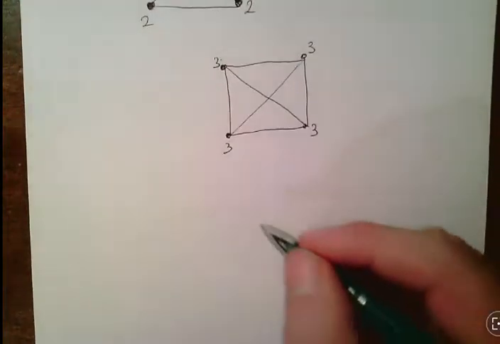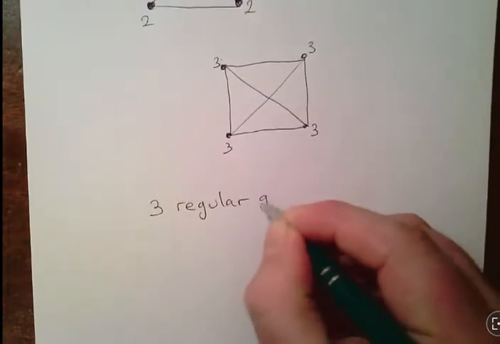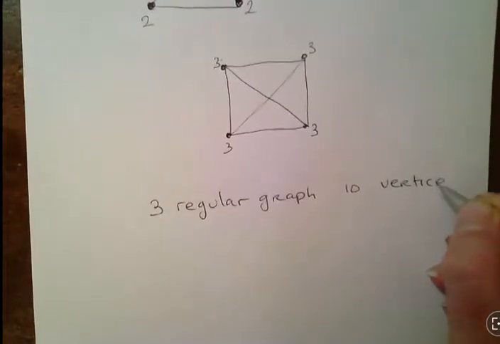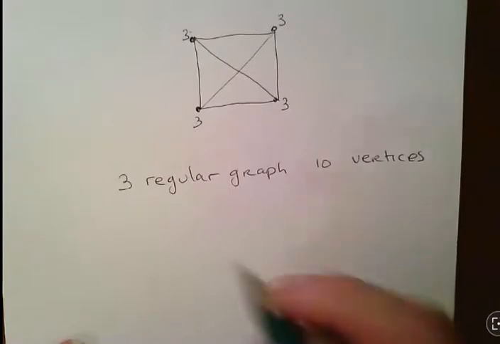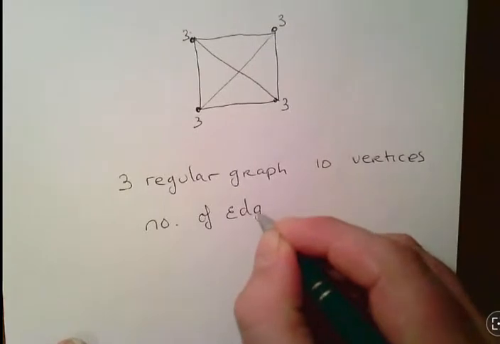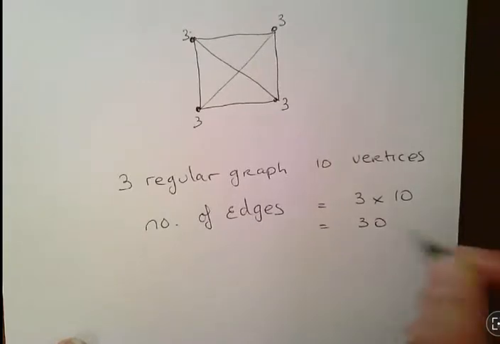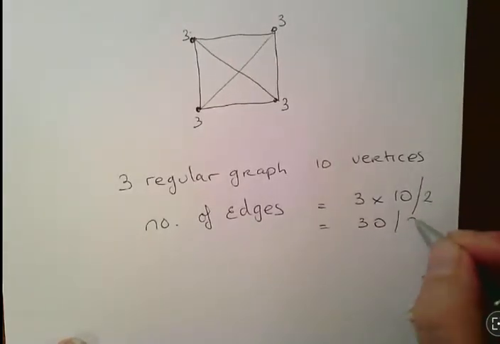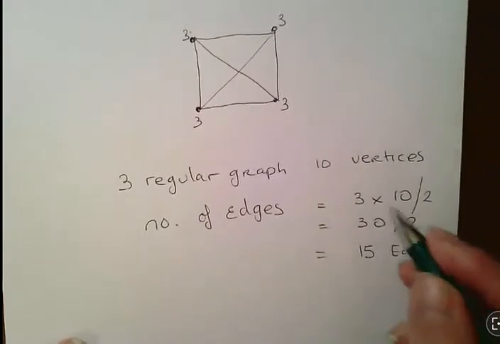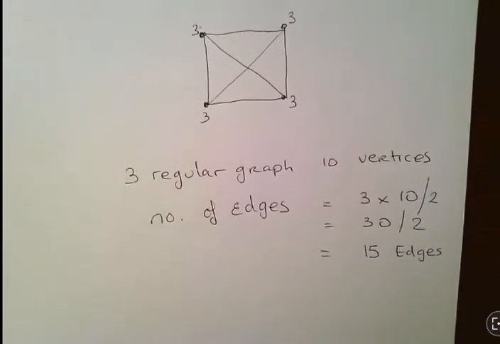So what we were asked for was a 3-regular graph with 10 vertices. The number of edges is simply 3 times 10, which is 30, divided by 2. So that is 15 edges. That's the sum of the degree sequence divided by 2, which is another way of expressing what we had previously.